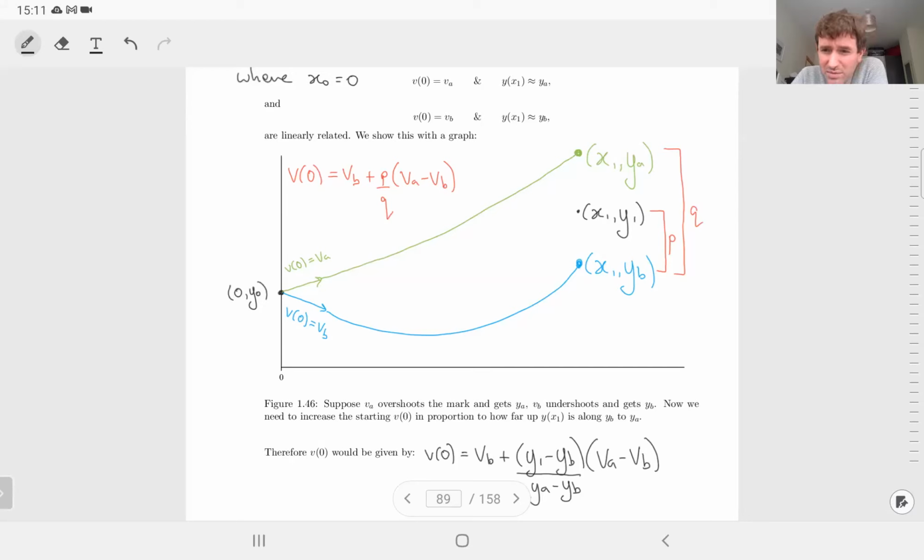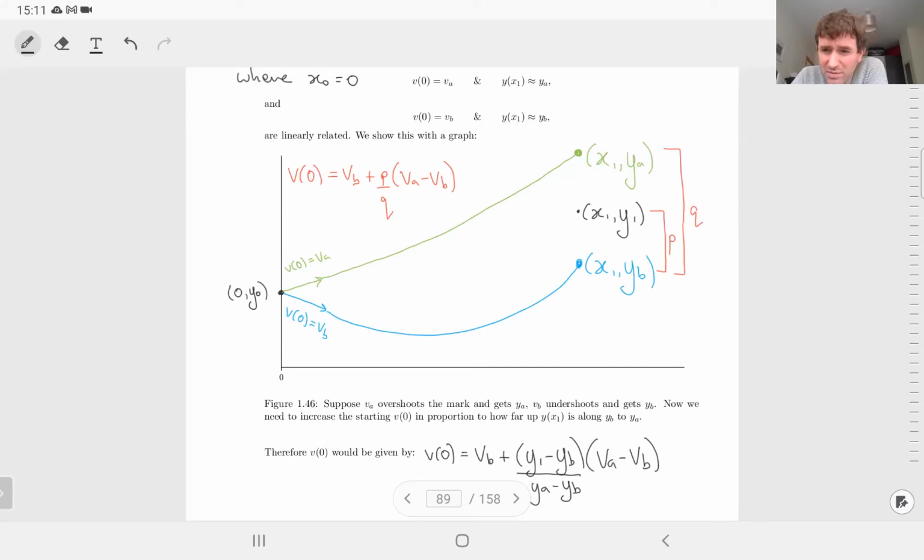We're just going to put some numbers on this to explain a little bit better. And then we'll come back to this and maybe we'll try the two different formulas. So the formula here that I want to write down: V0 equals VB plus Y1 minus YB over YA minus YB, times VA minus VB. So we're going to try that formula and also the formula that's on the next page. Okay, so let's go off and find something first.